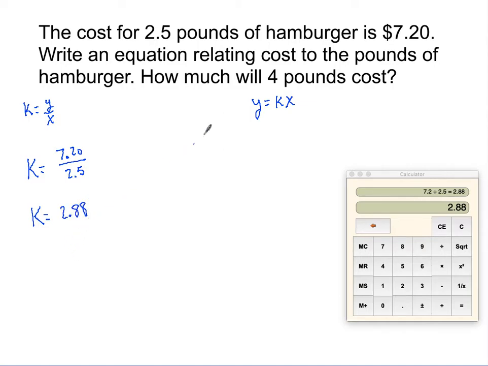Okay? How much will 4 pounds cost? Well, now we come over here and use this equation. How much will it cost? It will be 2.88 times the number of pounds. 2.88 times 4. So 2.88 times 4 equals 11.52.